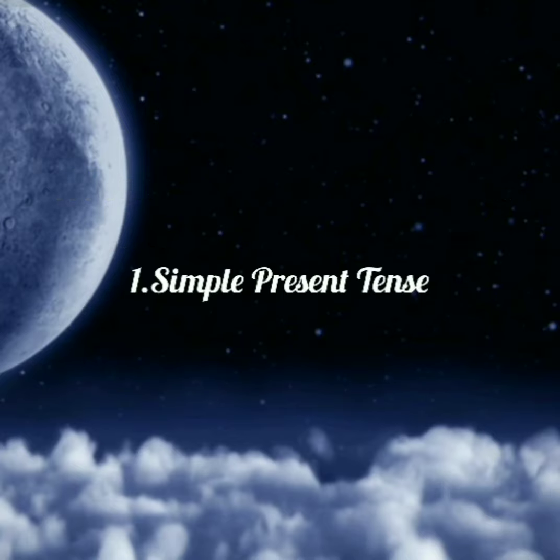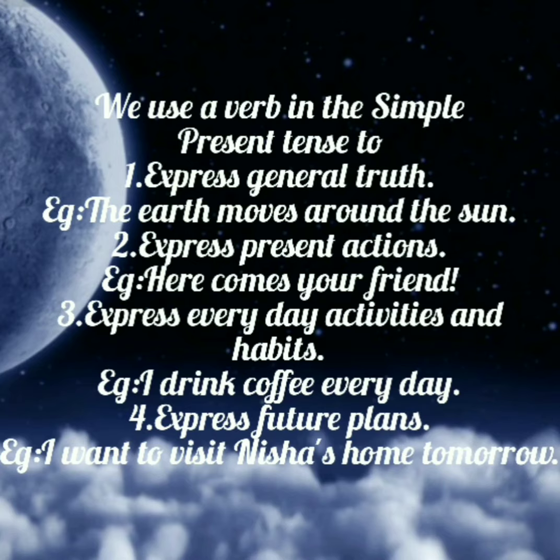Simple present tense. Usually we use a verb in simple present tense to express general truth. Example, the earth moves around the sun. And also we can express present actions, everyday activities and habits, etc. with this simple present tense form. I have given the examples here.